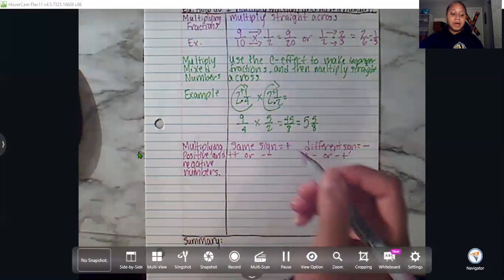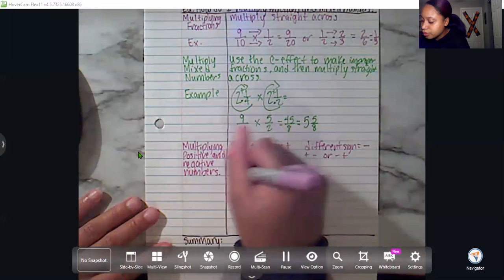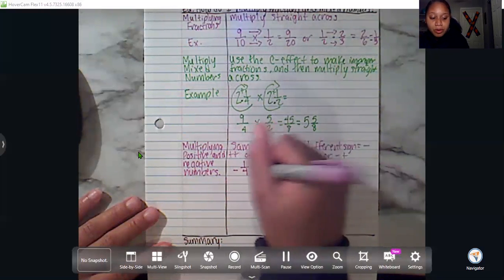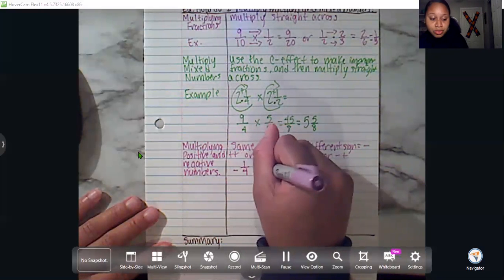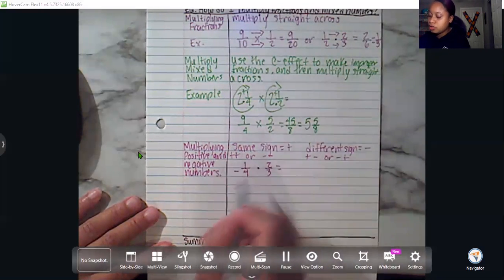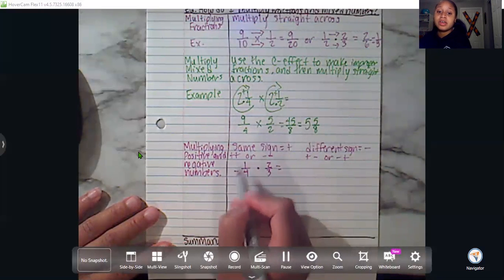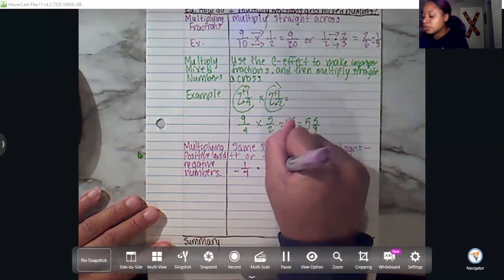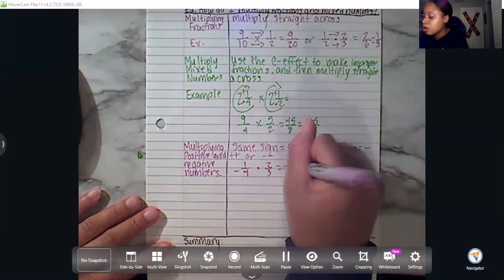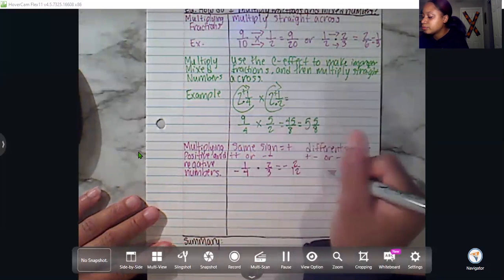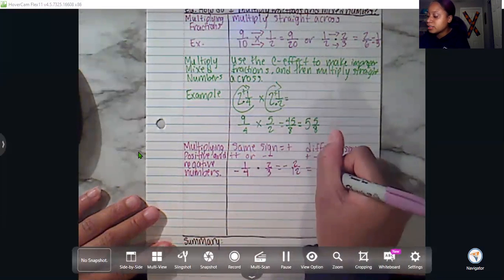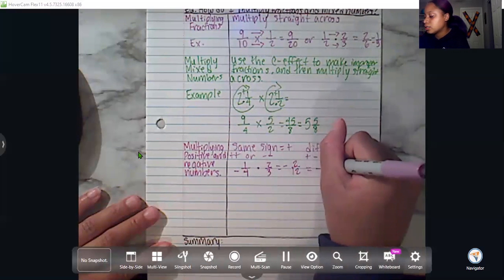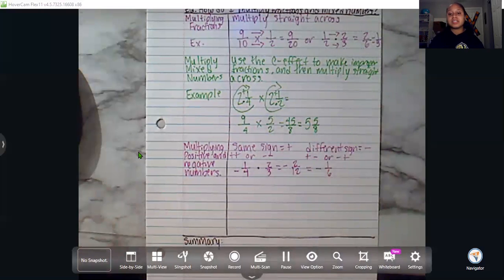So the same process as above. If we have negative 1/4 times positive 2/3, you just multiply across, but first you have to think, is it positive or negative? So I have a negative times a positive. Those are different signs, so my answer should be negative. 1 times 2 is 2. 4 times 3 is 12. This simplifies. You divide both the numerator and denominator by 2. This simplifies to 1/6, so negative 1/6.